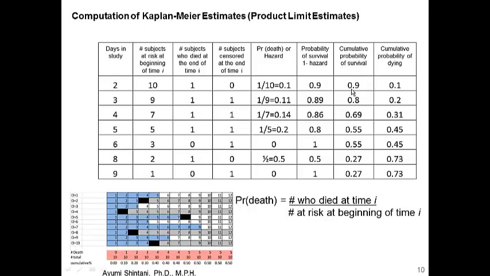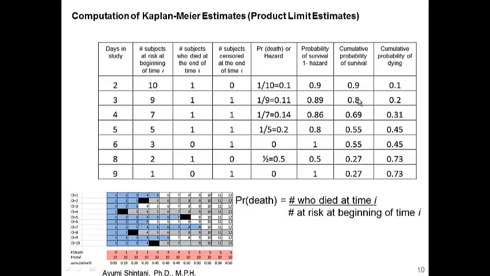So what you do is, the probability of surviving at the end of day 3 is the product of the probability of a person surviving by the end of the previous time point times the probability of this person surviving on day 3. So you take a product of these two, and that becomes the cumulative probability of survival by the end of 3 days.